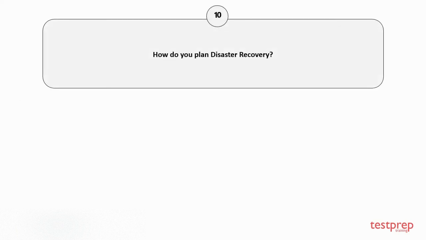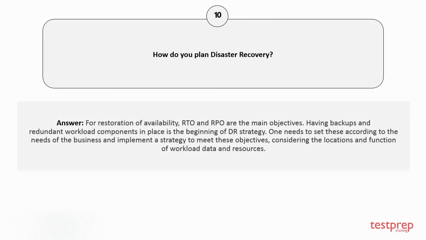Question number 10, how do you plan disaster recovery? Your answer is for restoration of availability, RTO and RPO are the main objectives. Having backups and redundant workload components in place is the beginning of DR strategy. One needs to set these according to the needs of the business and implement a strategy to meet these objectives, considering the locations and function of workload data and resources.